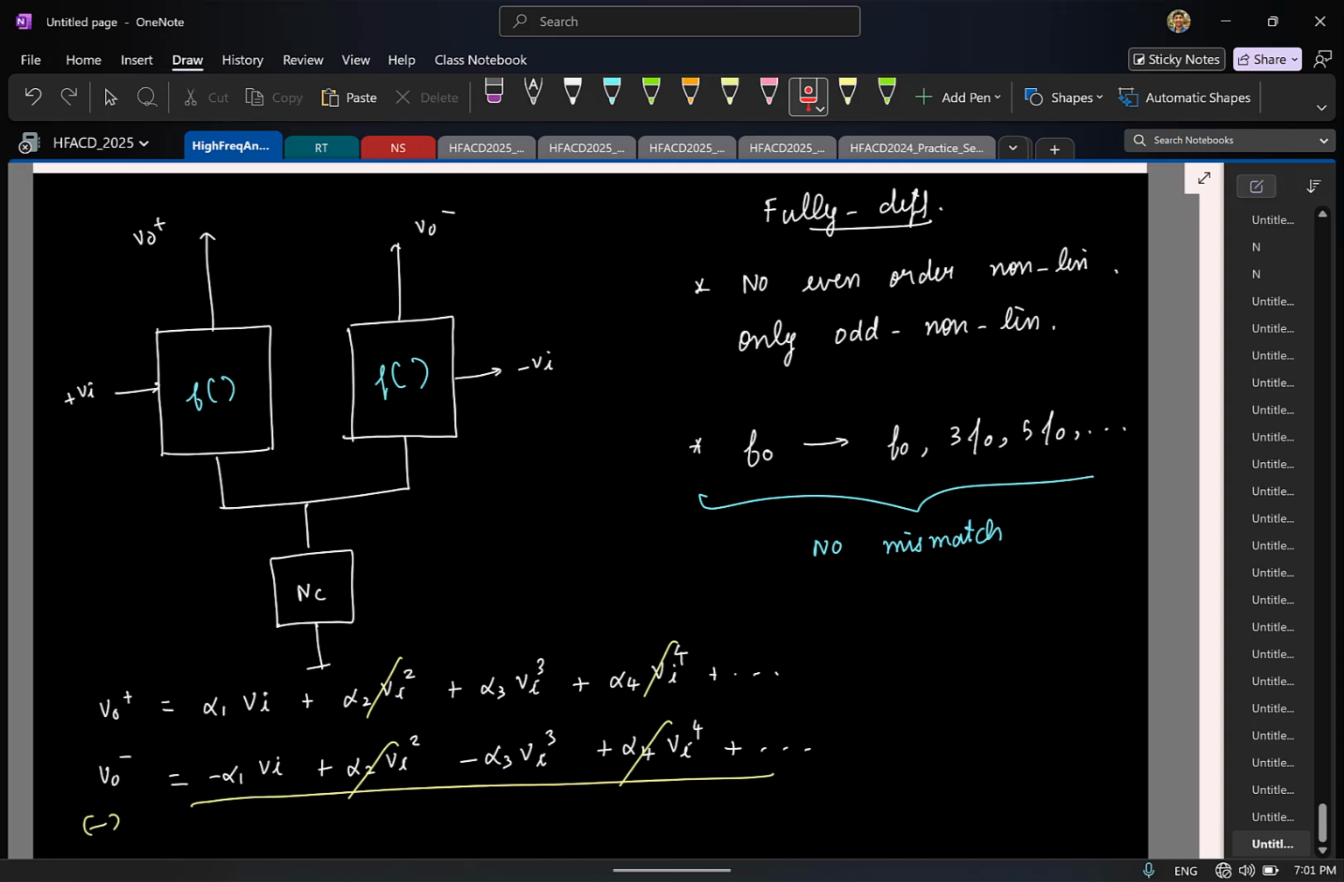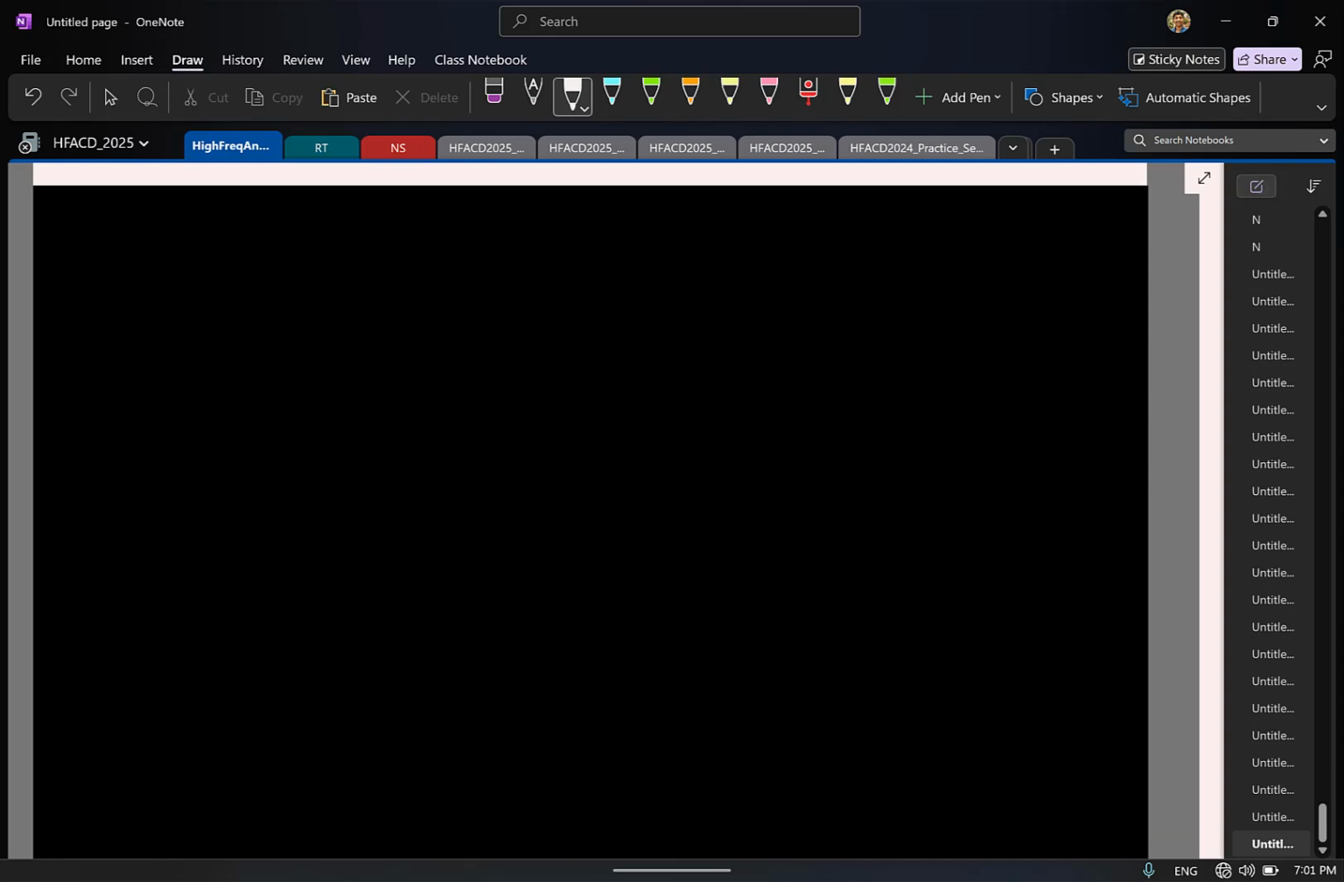So at least now we know one piece of information: if I implement my op-amp as a fully differential op-amp, I will not have even order distortion. So let's try to get some more understanding of the kind of nonlinearity we might have. And for that, let's look at the basic building block, which is the diff pair.